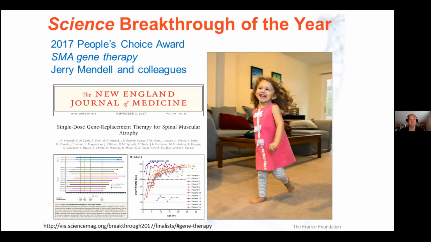So this child was supposedly a type 1 SMA patient with two copies of SMN2, so a classical one. But now, look, she's able to walk, to run, and develop like any other kid. But keep in mind that she has been treated very, very early, and we'll come back to that.